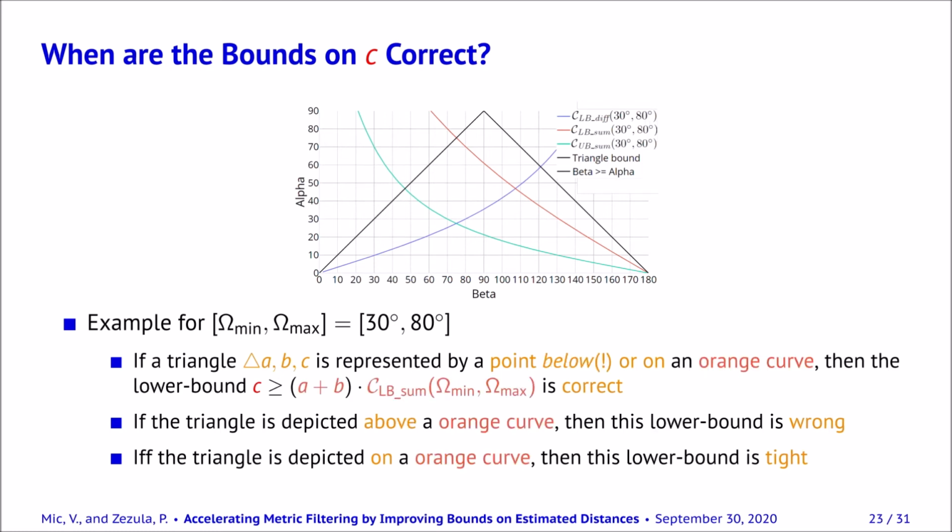Finally, let's discuss the orange curve. If a triangle is represented by a point below or on the orange curve, then the lower bound on C, based on the sum of A and B, is correct. If a triangle is depicted above the orange curve, then this lower bound on C is wrong. If a triangle is depicted on the orange curve, then this lower bound on C is tight.